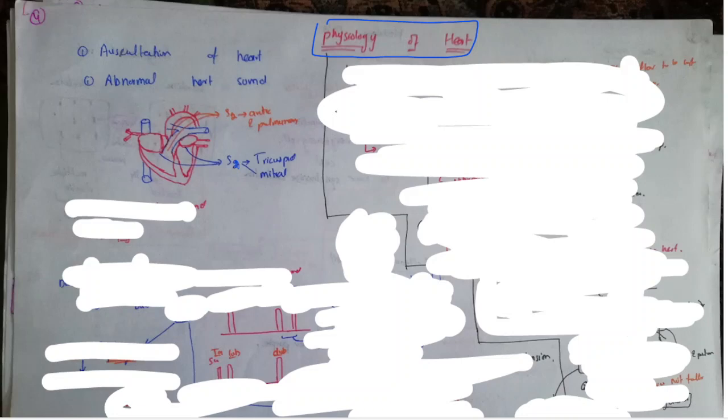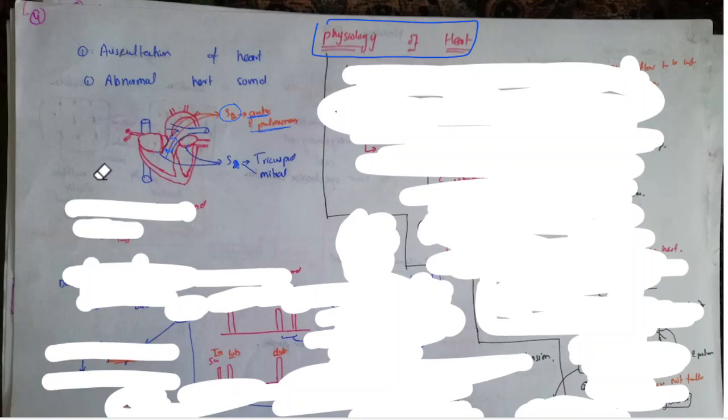After that, the blood is pushed to the arteries, the aorta and pulmonary trunk. When the ventricle is empty, all the blood has gone to the pulmonary trunk and aorta. After that, the aortic and pulmonary valves close, and at that time another sound is produced, called the second sound, the S2 sound, the aortic and pulmonary sound.